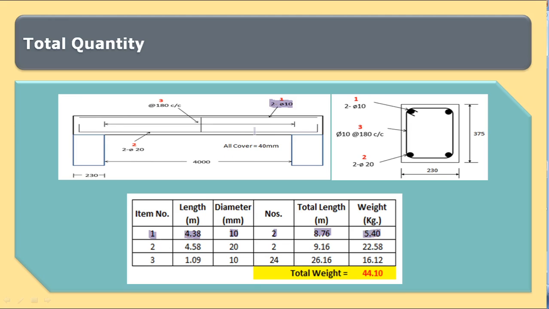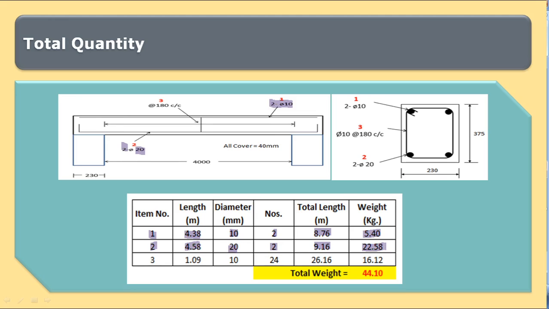Similarly, the weight of bottom bar is calculated in item 2. The length of a single bottom bar, that is a straight bar with bend, is calculated as 4.58 meter. Diameter of the bottom bar given is 20 mm, and the number of bottom bars is 2. So the total length of the bottom bar is 2 into 4.58, which is equal to 9.16, and this is multiplied with the area and the density of the steel. So the weight of the bottom reinforcement is 22.58 kg.